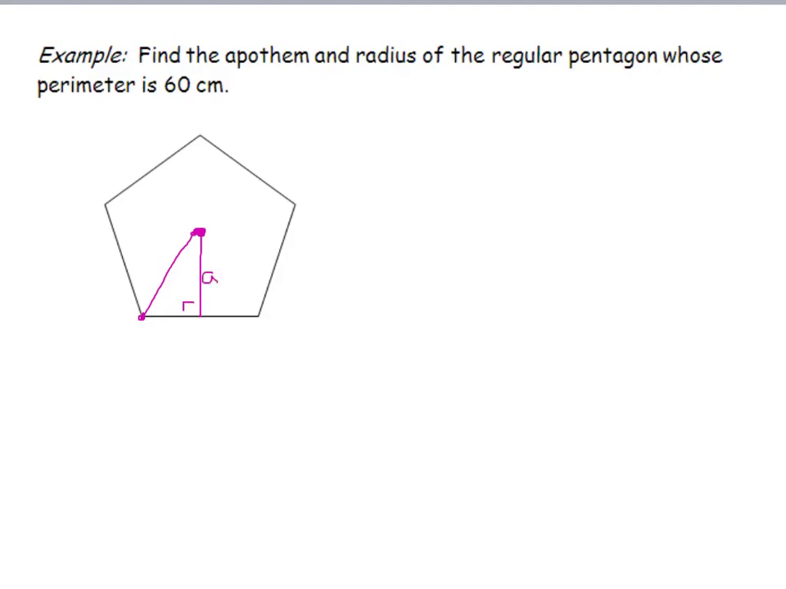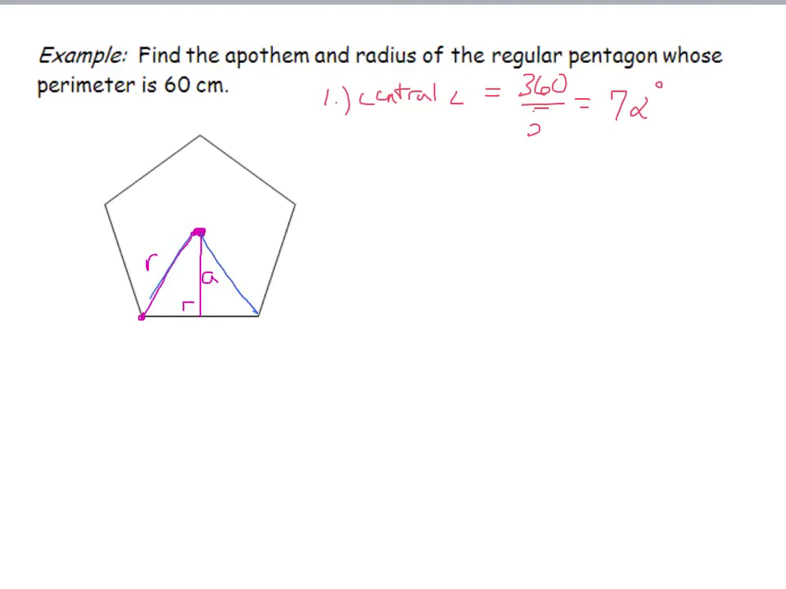I want to find out what my apothem is and what my radius is. Before I do that, I'm going to go through the steps. Even though it doesn't ask for the area of this polygon, I'm still going to use some of those steps to help figure out the apothem. First, figure out the central angle. It's 360 degrees divided by the number of sides, and we're working with 5 sides here. So 360 divided by 5 gives me a 72-degree angle. That's the whole central angle.